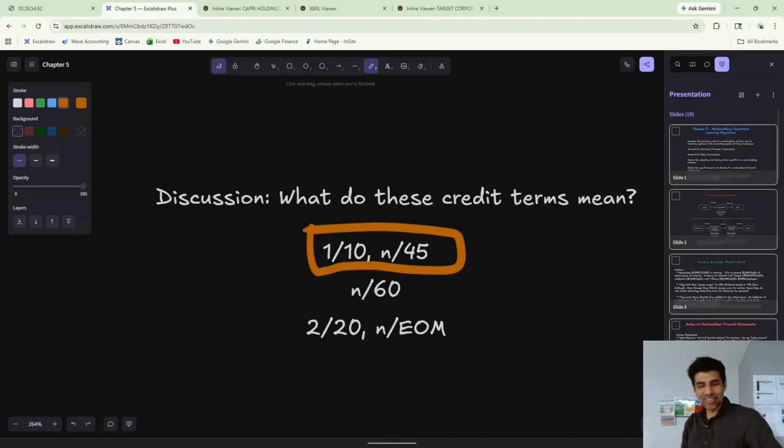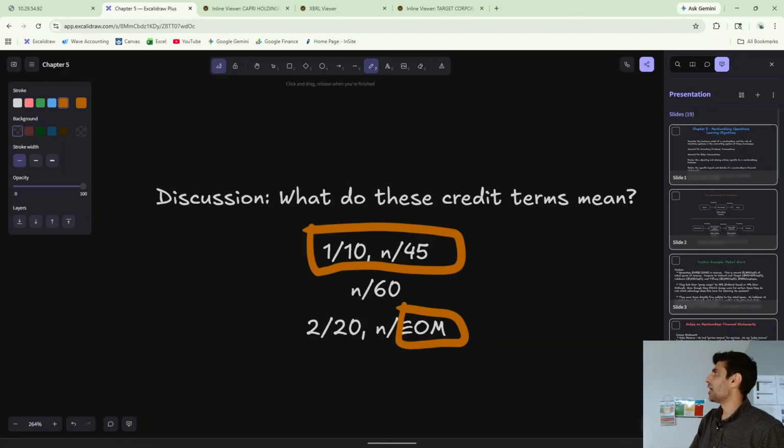Okay, so now let's apply the same pattern to the next one. The only thing with this is, what does this EOM stand for? Anyone know that? End of month, exactly. 2/20, meaning 2% discount. You have 20 days to avail yourself of that discount. Else, you have to pay the full amount by the end of the month.